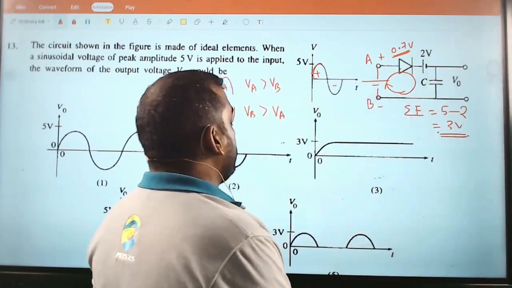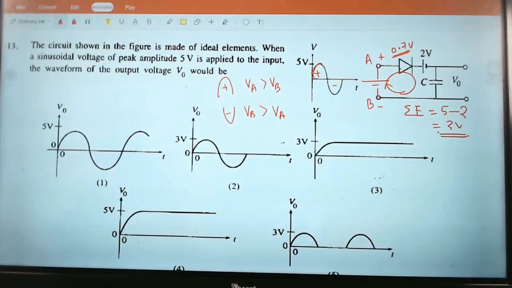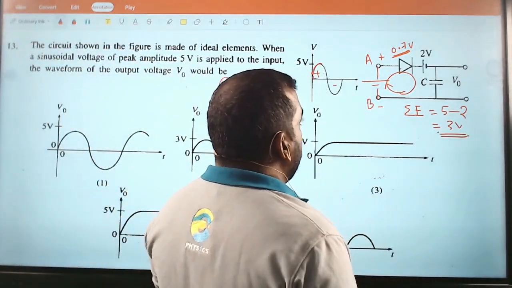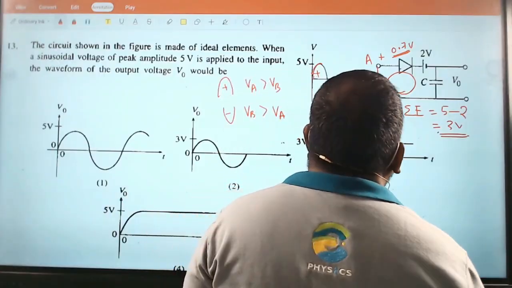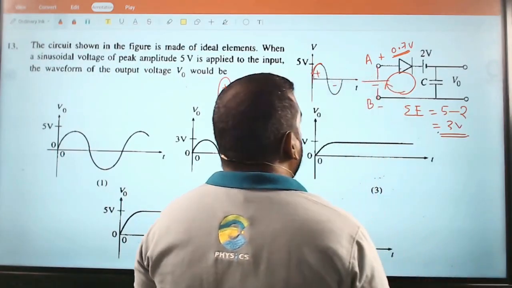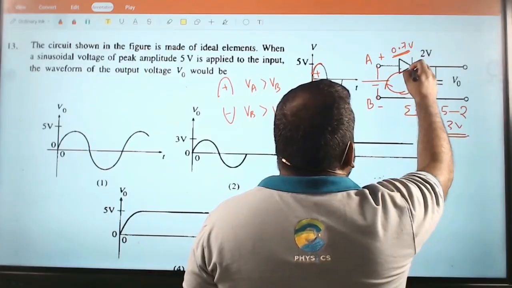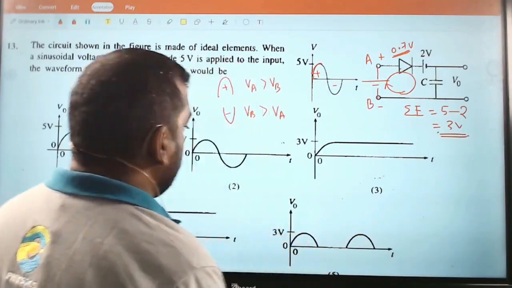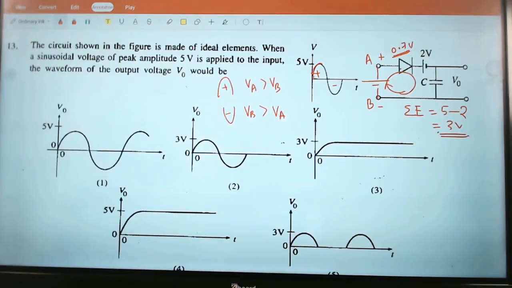Okay. What can you say about the negative half? Negative half means terminals are in the opposite direction. No current will pass through. This is going to be reverse bias.